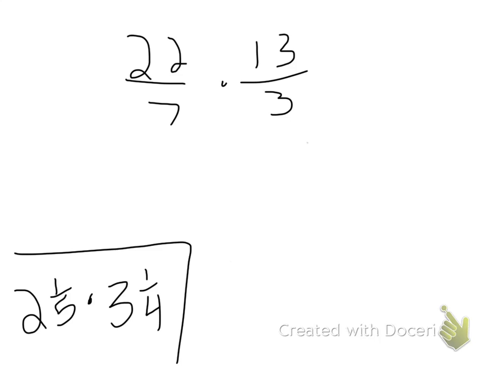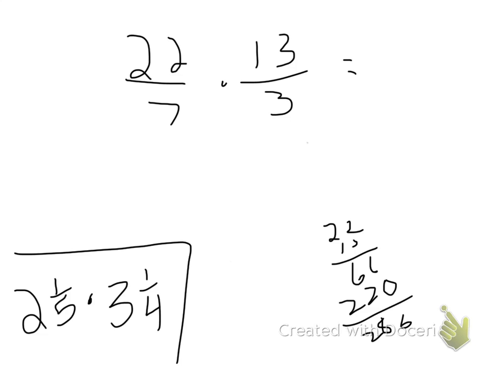So then we're going to do, let's see, can 3 go into 22? I don't see that. Can 7 go into 13? I don't see that. So we're just going to multiply across. So 22 times 13, let's see, 6, 0, 2, 2, so it would be 286 over 21. Wow, this is not an easy one to do here.